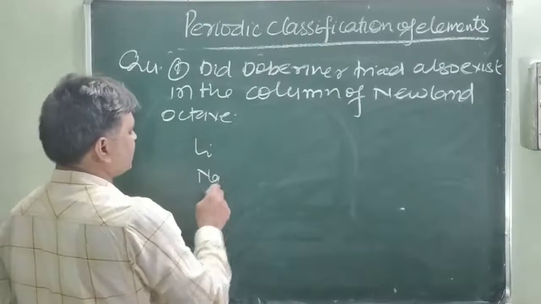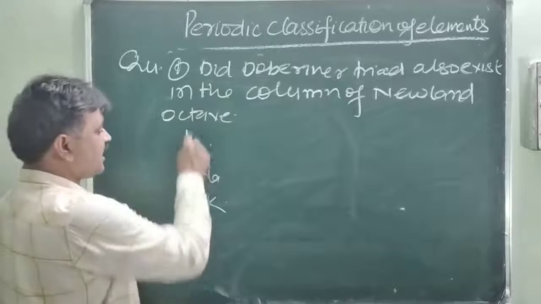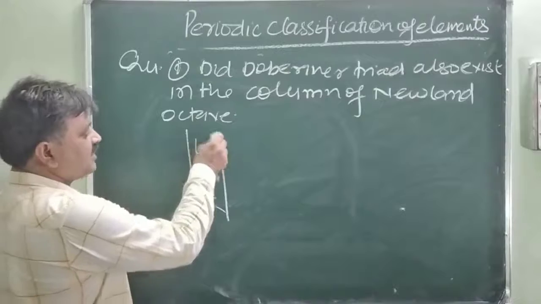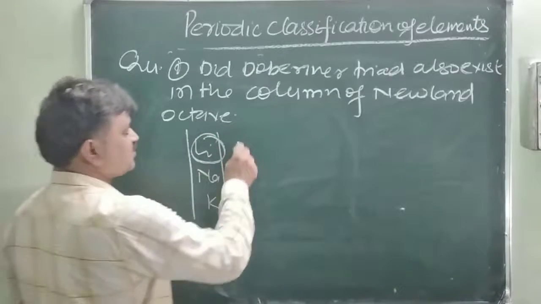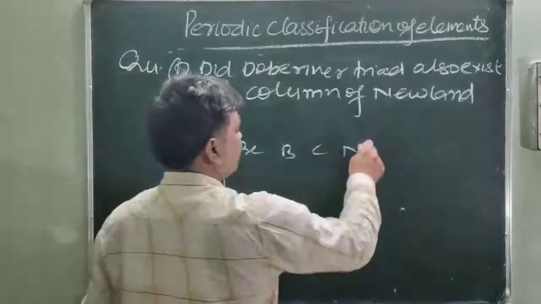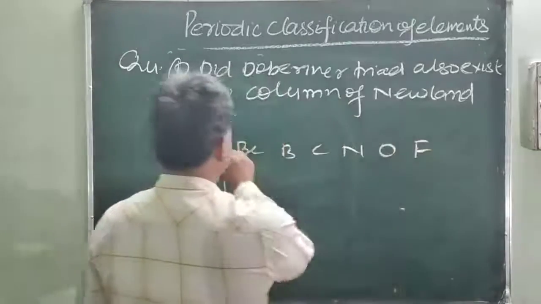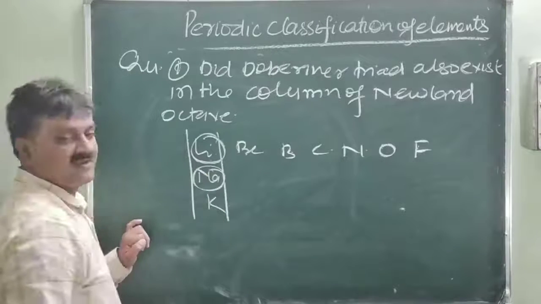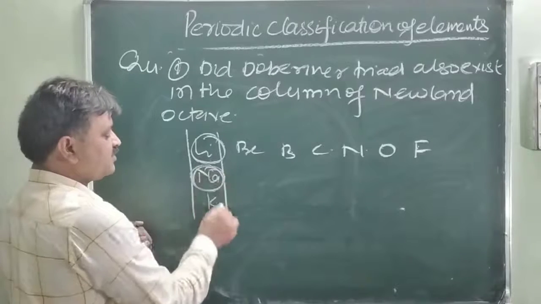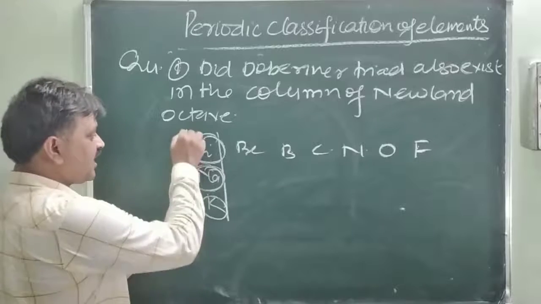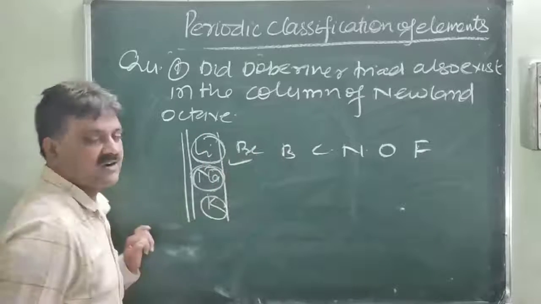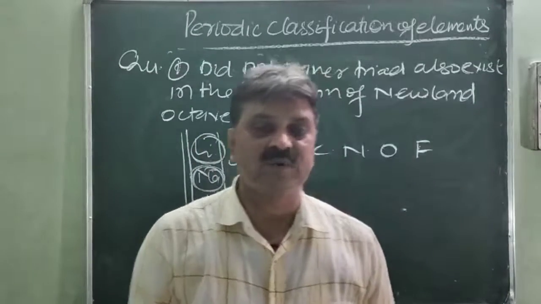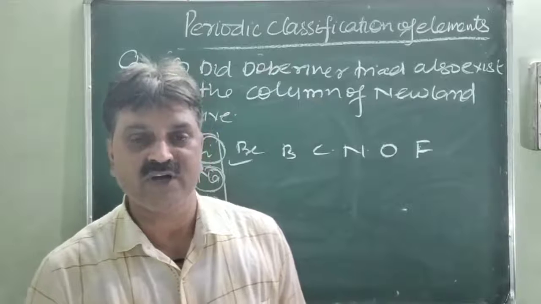For example, lithium, sodium and potassium are a triad of Dobereiner's triad rule. When we take lithium as the first element, then beryllium, boron, carbon, nitrogen, oxygen, fluorine are 1, 2, 3, 4, 5, 6, 7, and the 8th element is sodium. If sodium is taken as the first element, potassium will be the 8th element. So this triad also exists in Newland's octave rule. Is it clear? So what would be the answer? Yes, the Dobereiner triad rule exists in the columns of Newland's octave rule.